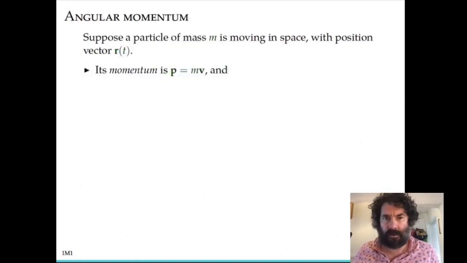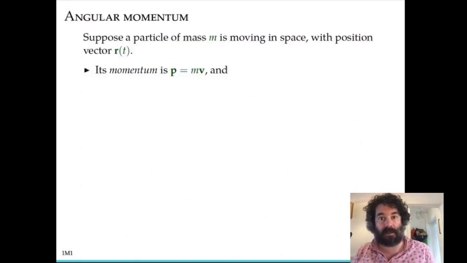Okay. So there's a few other physical quantities that we can talk about when we talk about a particle moving. So suppose the particle has mass m, and it's moving, and the position vector is given as a function of t, r of t. Then the momentum of the particle is another vector, p, usually, and the momentum vector is simply the mass times the velocity.